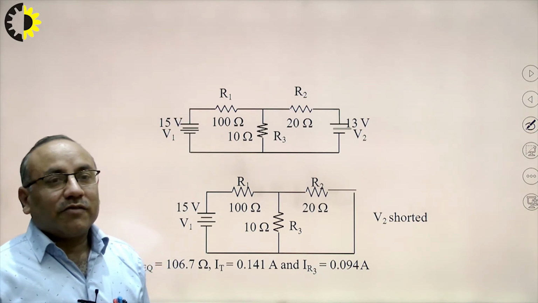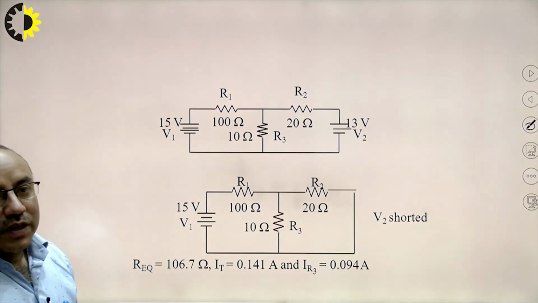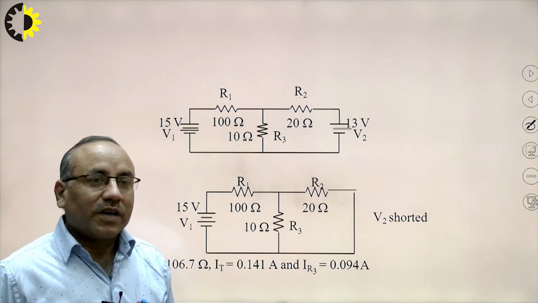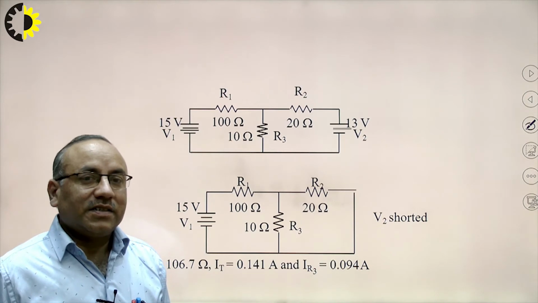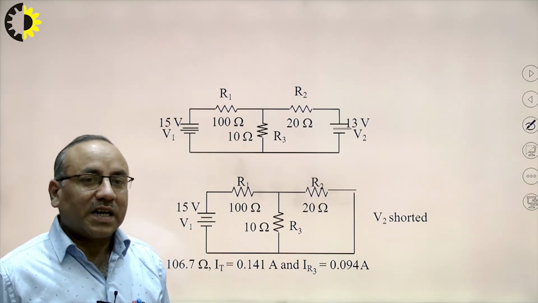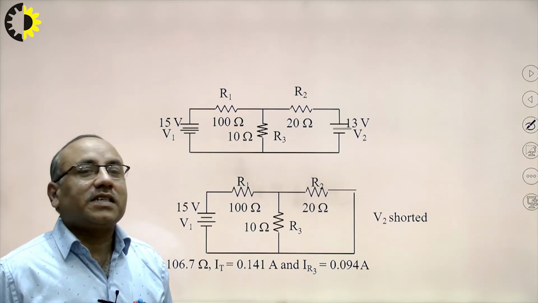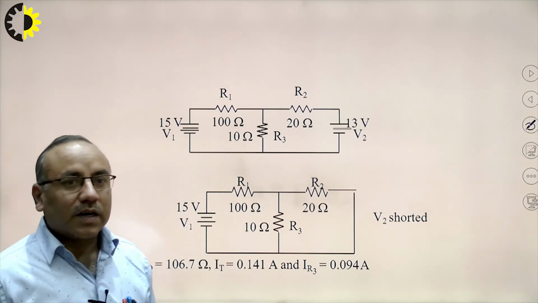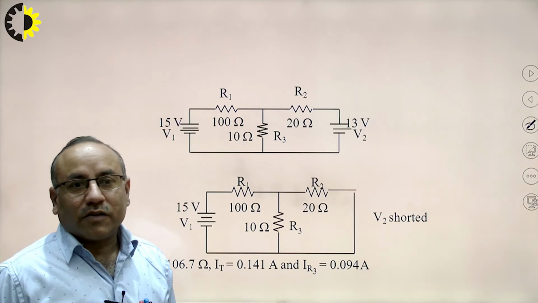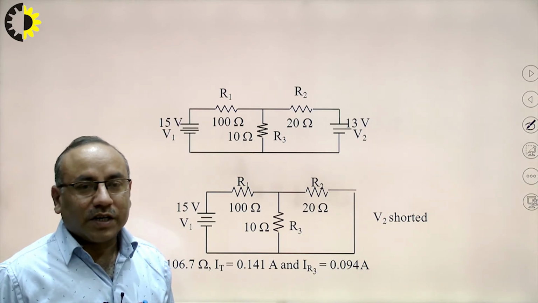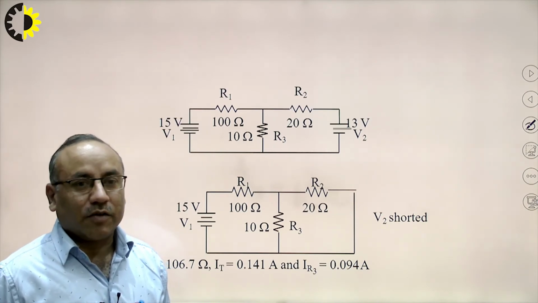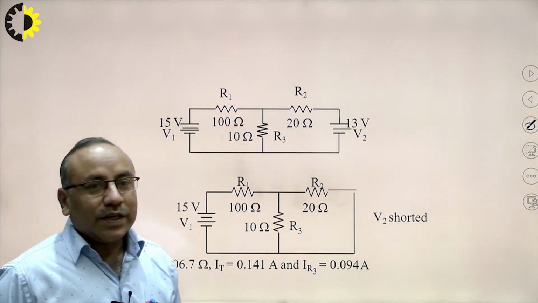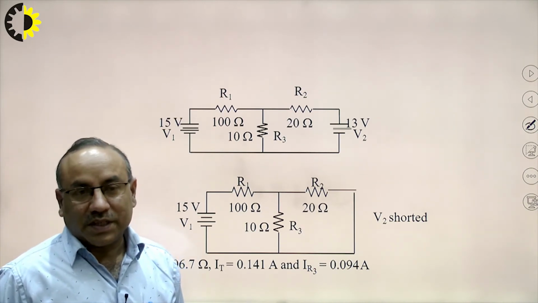So, in this circuit we have two voltage sources: V1, a 15 volt battery, and V2, a 13 volt battery. Three resistances are connected in this circuit: R1, R2 and R3. R1 is 100 ohm, R2 is 20 ohm and R3 is 10 ohm, and we are to find the current through R3 using the superposition theorem.